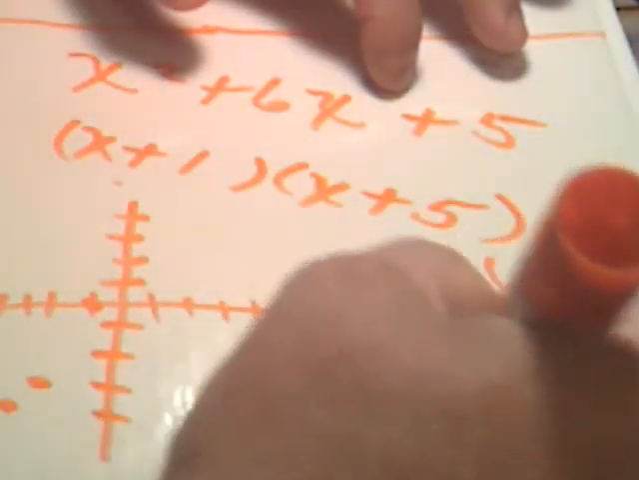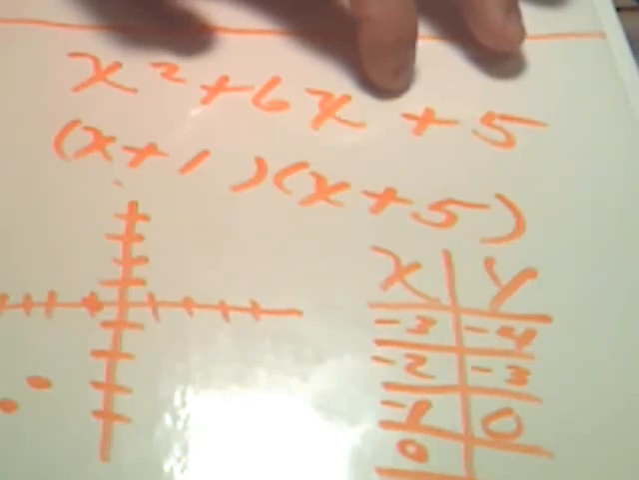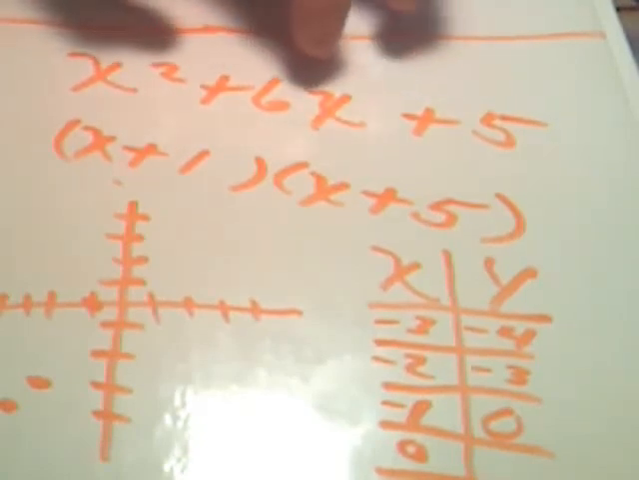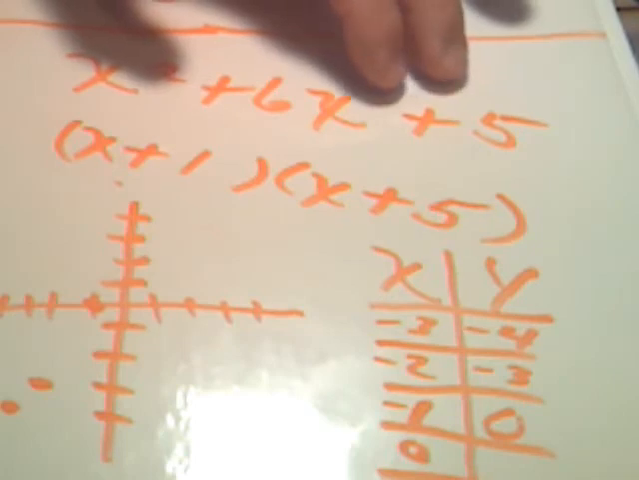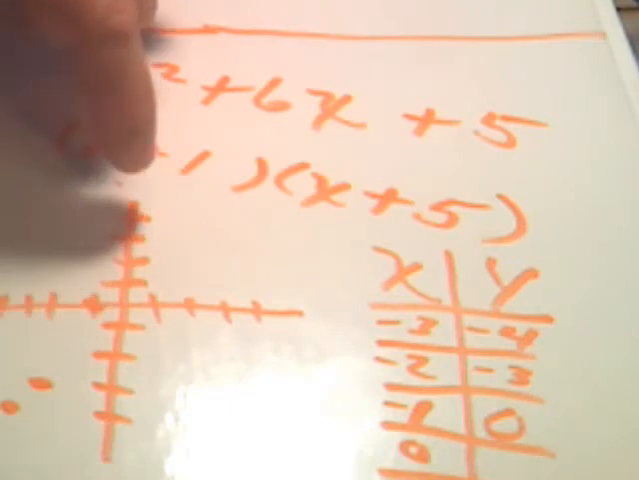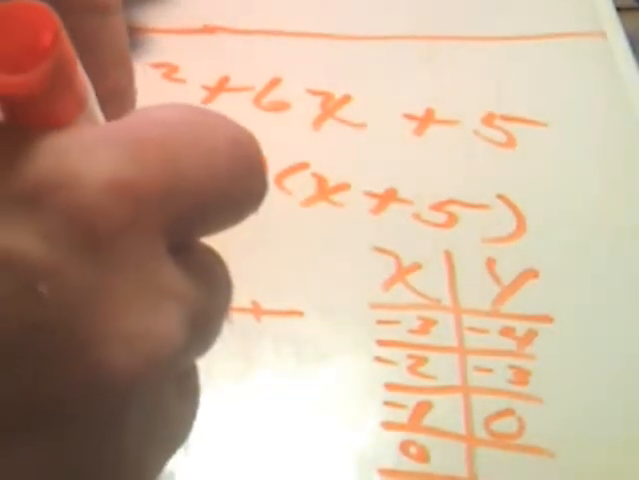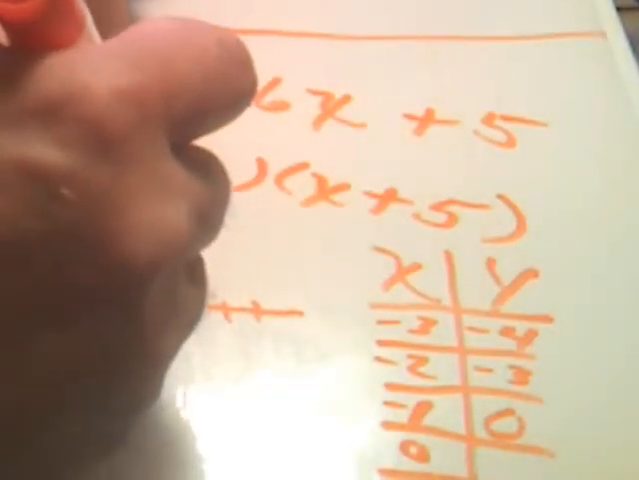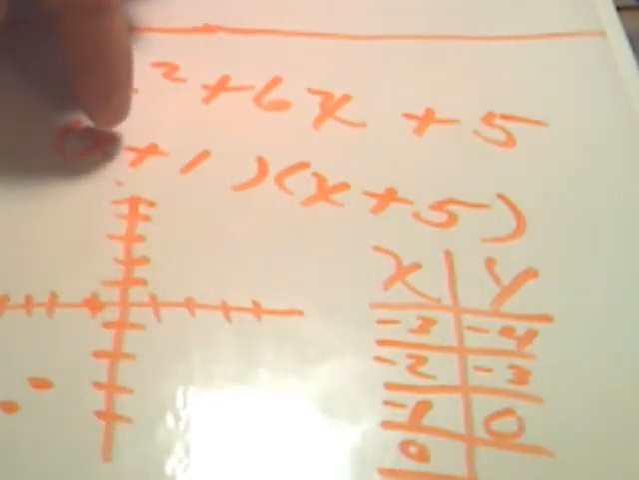Now let's go 0. So when we substitute 0 in, we got 0 plus 0 plus 5. So if our x value is 0, then it's going to be a plus 5, which is going to be up here. Okay?